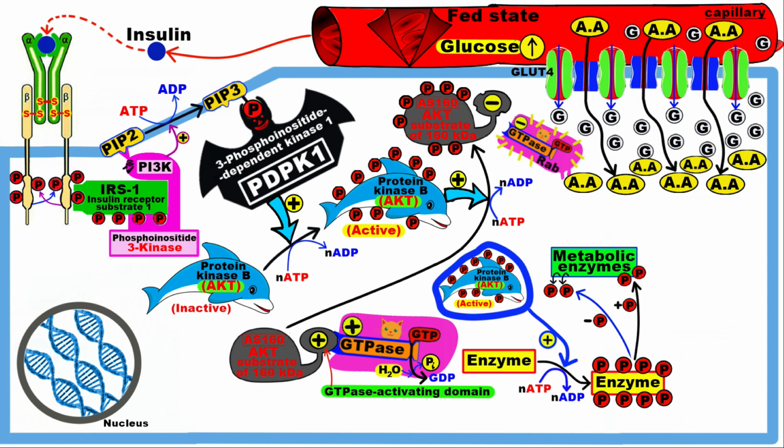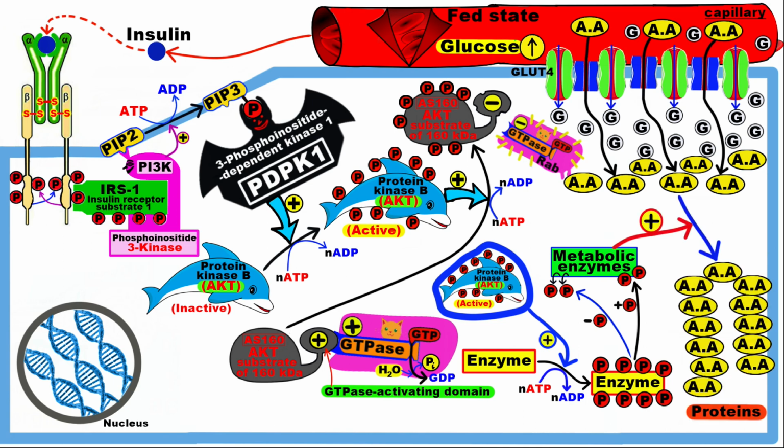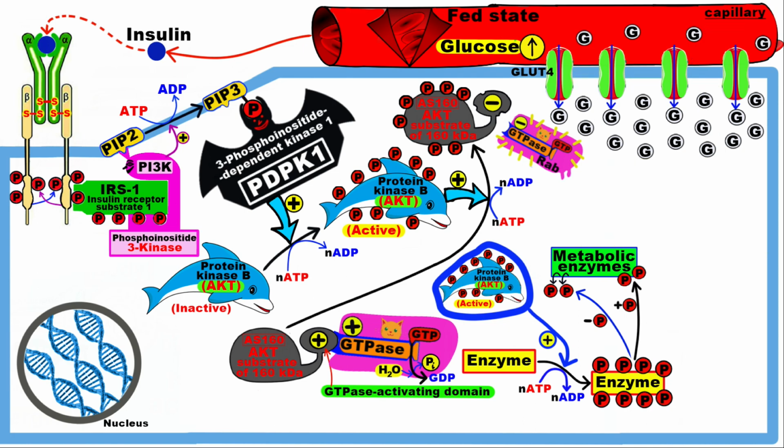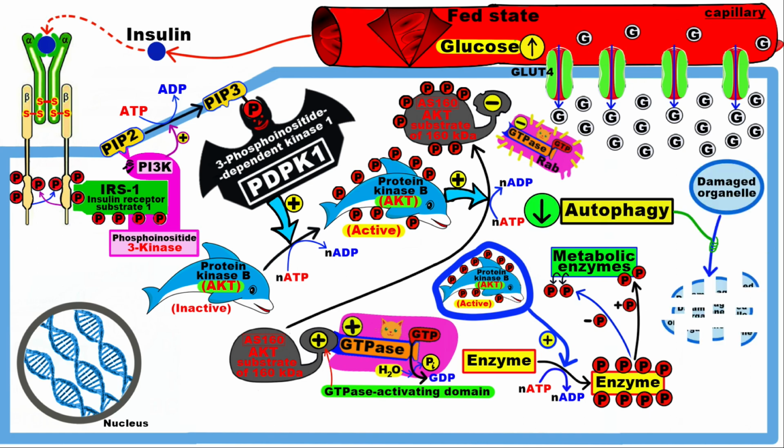Now that we have a lot of amino acids inside the cell, these metabolic enzymes will stimulate the synthesis of proteins. These enzymes will also decrease proteolysis. Proteolysis means the breakdown of proteins. Insulin can also decrease autophagy. Autophagy means the degradation of damaged organelles. Postprandial levels of insulin inhibit autophagy completely. These are the main functions of insulin inside our cells.